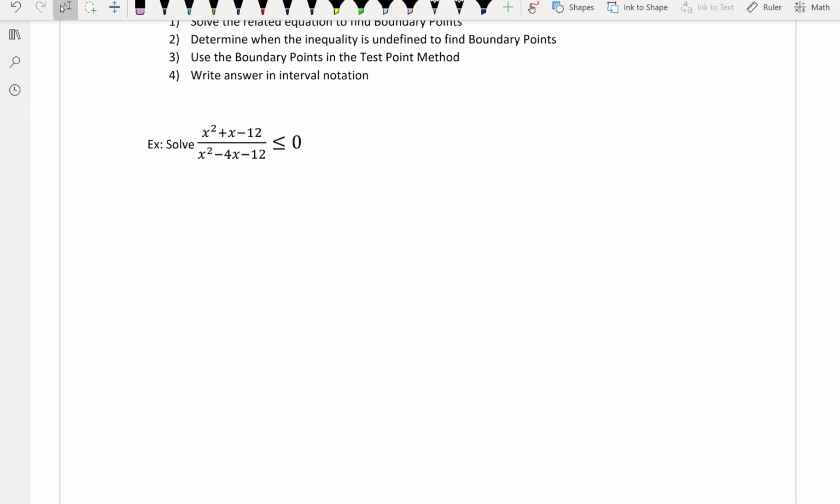It says solve this rational expression for when it's less than or equal to 0. Whenever I have less than or equal to 0, that tells me that I should be looking at negative intervals. So this is our original equation, and step number 1, we are going to find our boundary points.